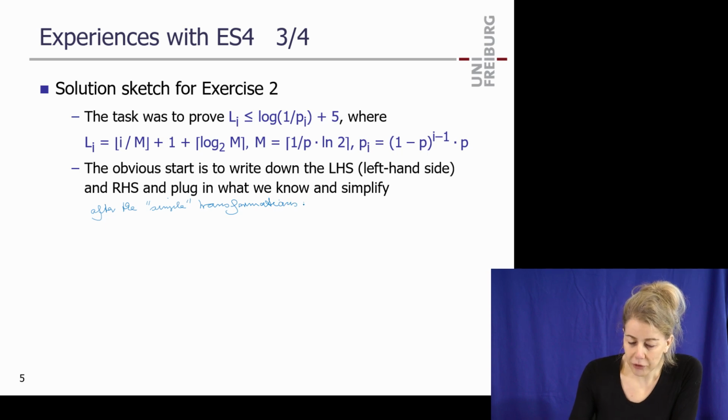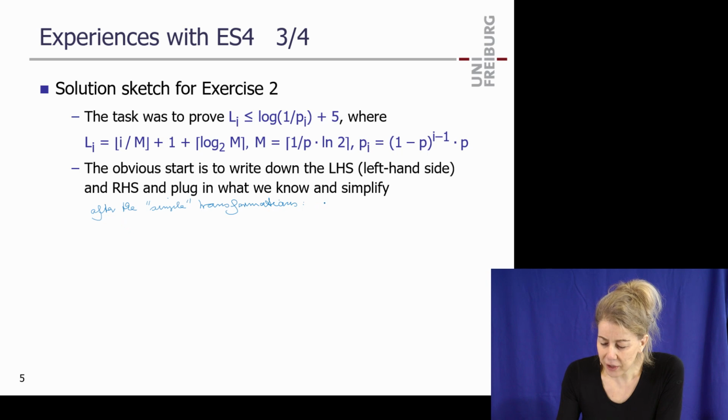You have to show something like, and I have to write a little bit smaller, where do I write it? Maybe I write it here. You have to show something like (I minus 1) times p over ln 2 less or equal than, and I think it was log 2, if it's wrong, and then you have 1 minus p over I minus 1.